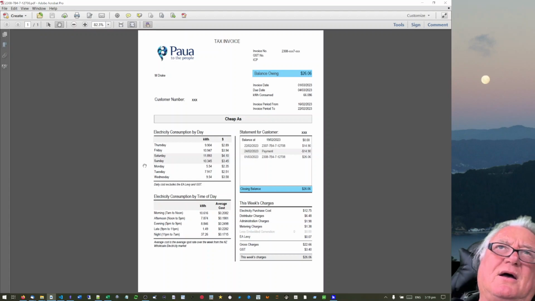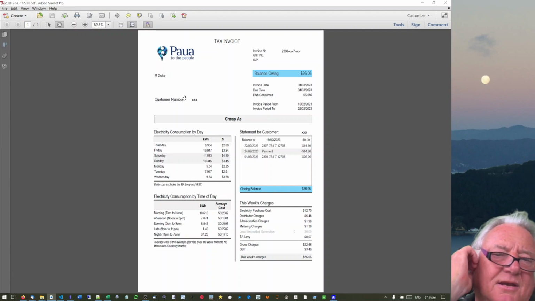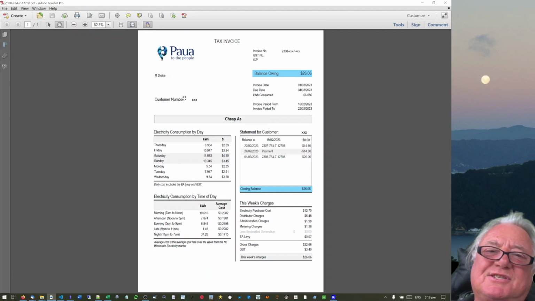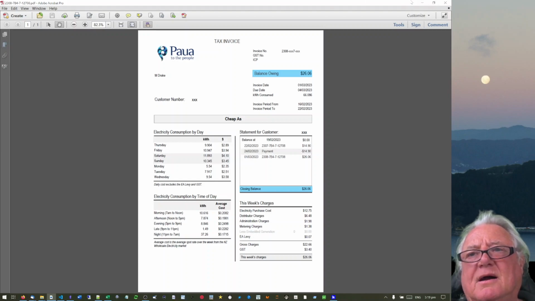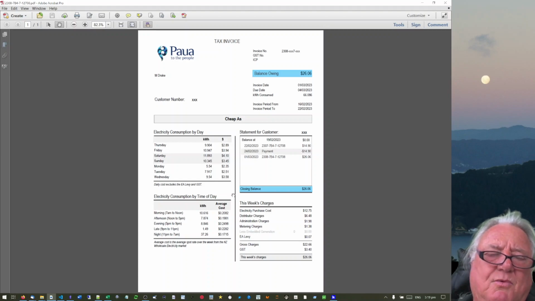I want to talk about Python data analytics and my electricity bill. I've been getting my bill, and I just want to go through the bill at this point in time, just so we've got some fixed points to work from.